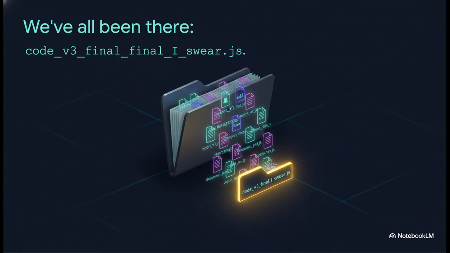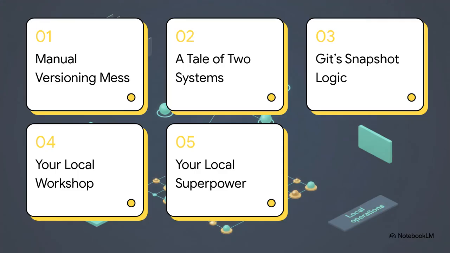This isn't just a funny meme. It's the classic symptom of a chaotic workflow, and it is the exact problem that version control was born to solve. So, to get from that total chaos to a place of real control, here's our game plan. First, we're going to dissect that manual mess to really get the core problems. Then, we'll look at the two big ideas that popped up to fix it. We'll zero in on Git's brilliant snapshot idea, see how that shapes your local workshop, and then finally, reveal the superpower this new way of working actually gives you.